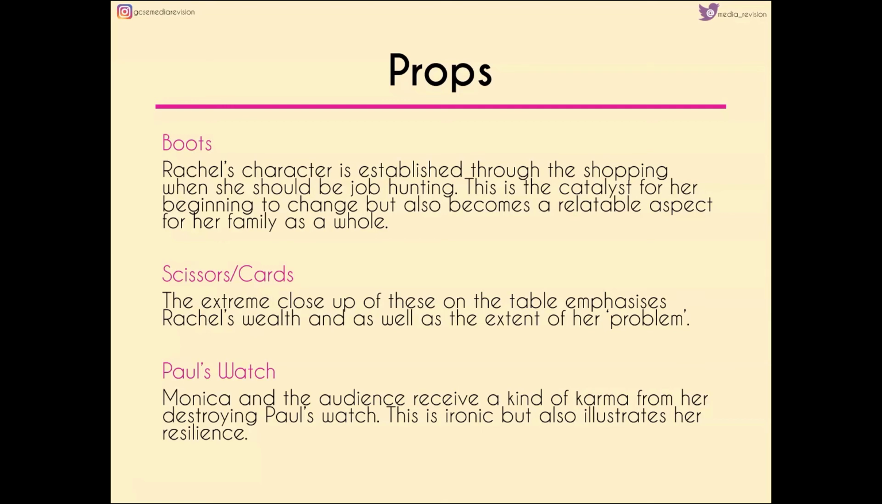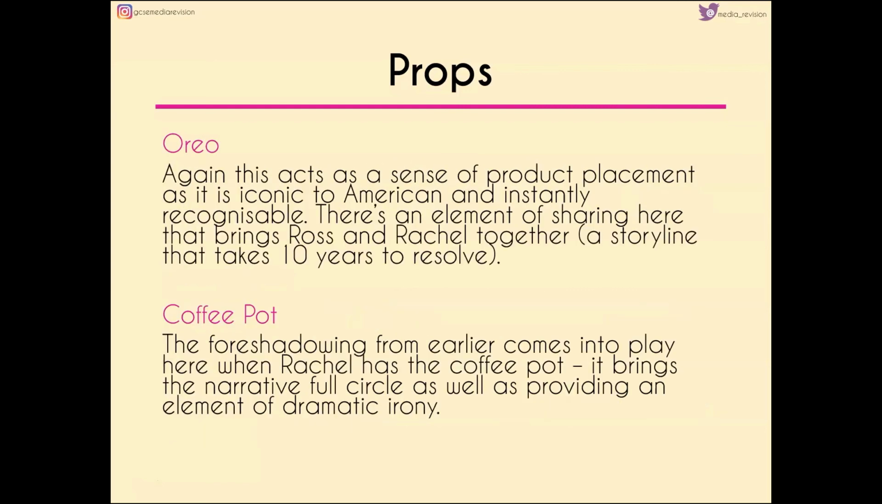Paul's watch, so we're getting close to the end of the episode now. Monica and the audience get this kind of karma when she destroys Paul's watch. It's this moment where Monica becomes sort of more fearless, and initially we feel sorry for her and we empathise with her, but now we feel more proud of her because she's not letting it sort of get to her or upset her. It also adds humour through irony because obviously we've heard from Paul the idea that he broke his ex's watch when she cheated on him. So we get this sort of cyclical narrative and also this sense of irony as well.